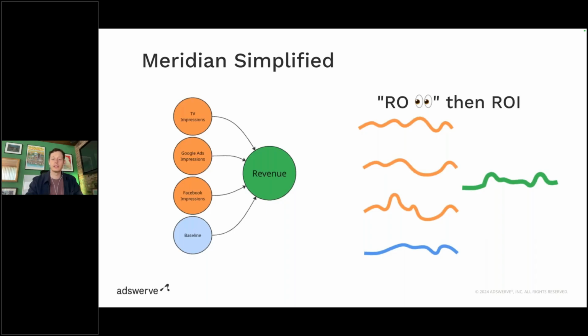So broadly speaking, these are the two major steps in what it takes to determine where you should spend that incremental dollar. And this is how Meridian works, and this is how most MMMs work.